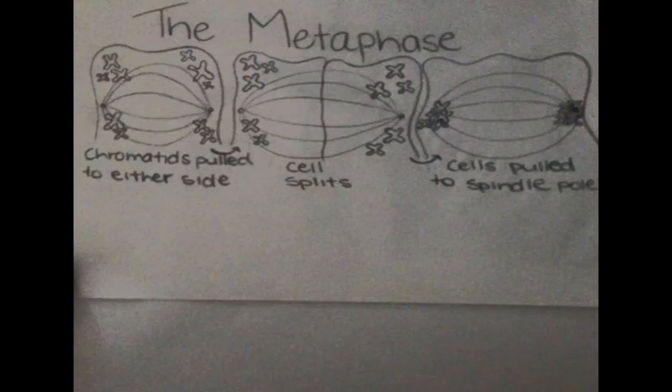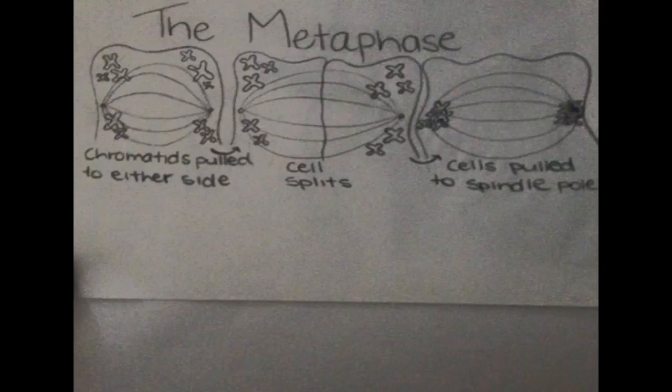The metaphase. As the metaphase begins, the chromatids are sent in equal halves to either side of the cell. Once this is complete, the cell begins to split in two. As this occurs, the spindle begins to have a polar effect, pulling chromatids to one point in both of the new cells.